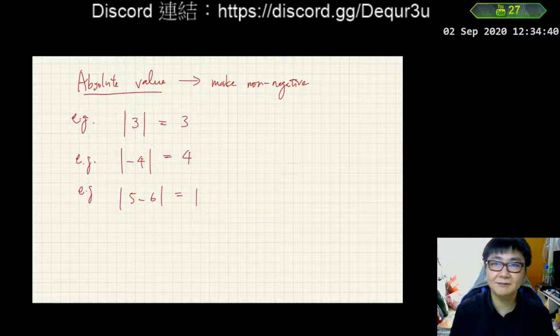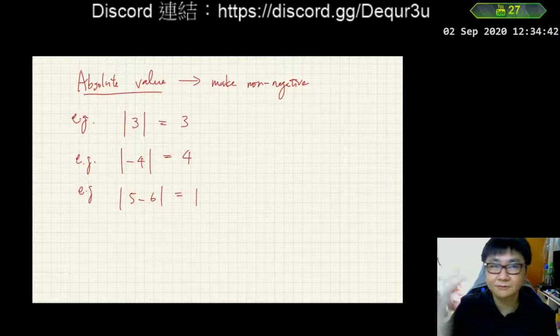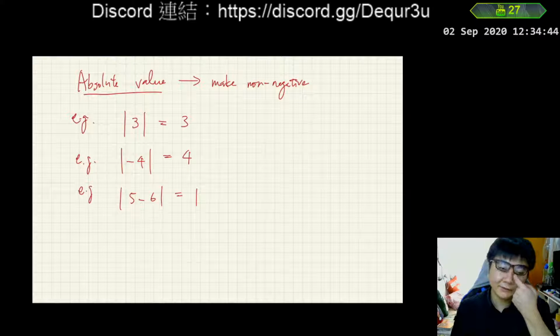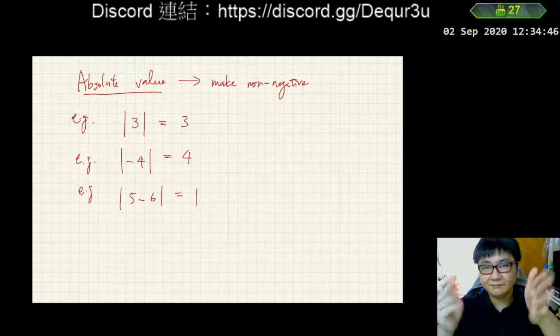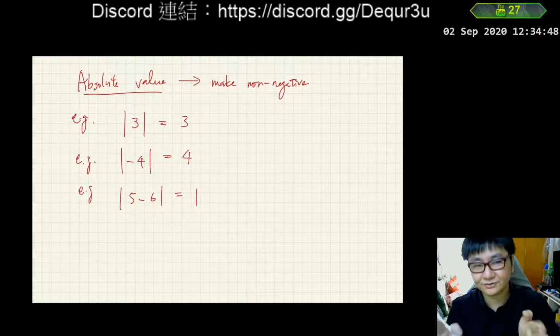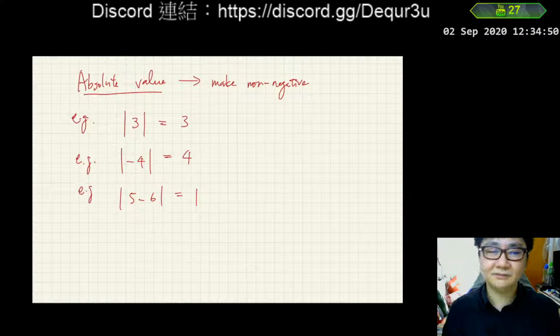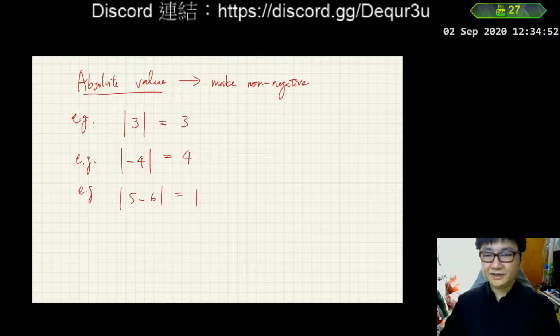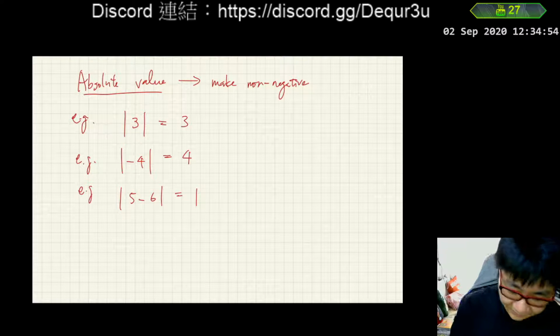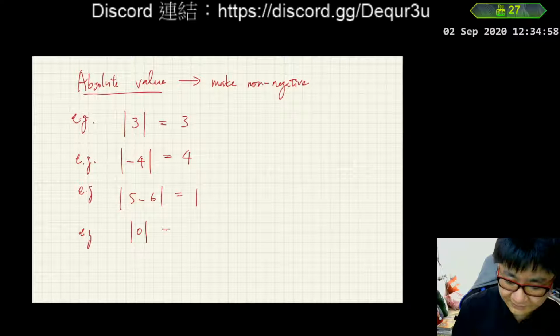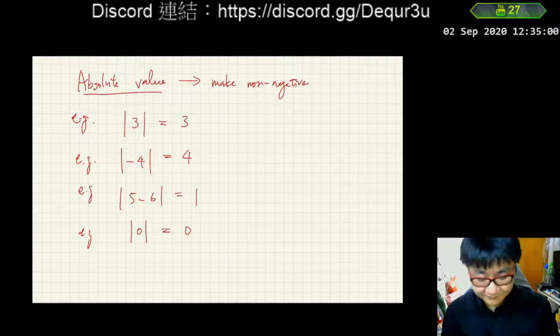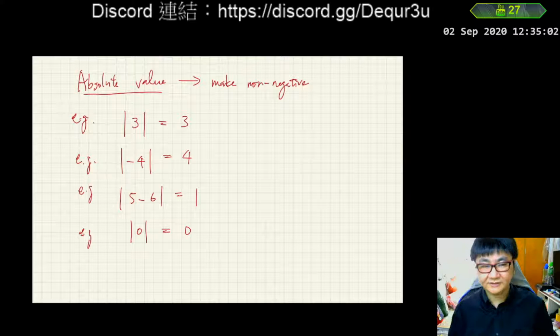So sometimes when we want to represent a number and we want to make it not negative, we use absolute value. We put 2 vertical lines, 2 strokes, around the number to make it not negative. A boundary example would be, what about the absolute value of 0? Then it is 0, because 0 is not negative. 0 itself is already not negative. Okay, so these are some notations for today.